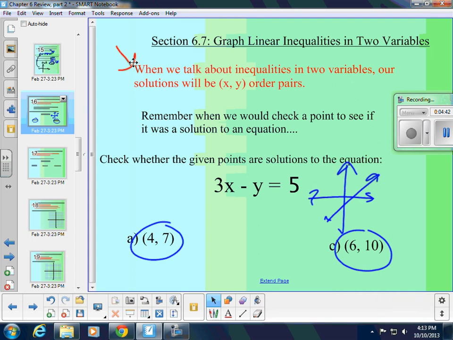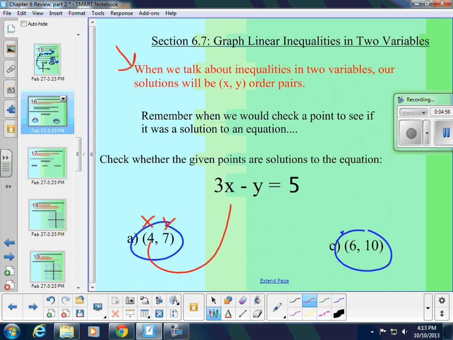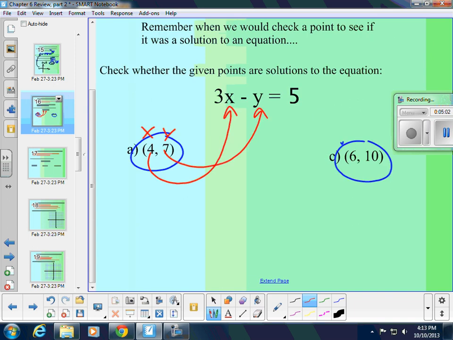There's a way to do it algebraically. I could make a graph and actually look at it too, but there's an algebraic way to do it as well. Like we talked about on the first page, this is an x coordinate, this is a y coordinate for that particular point. So I'm going to plug 4 in for x and 7 in for y, and see if that gives me 5 in the end. Then I would know that ordered pair is a solution to this equation.